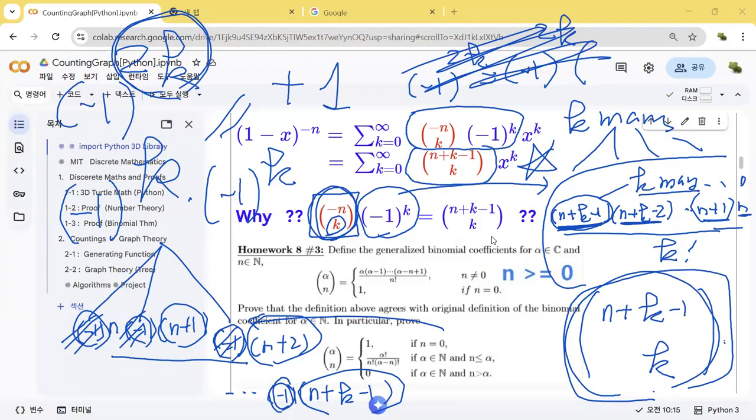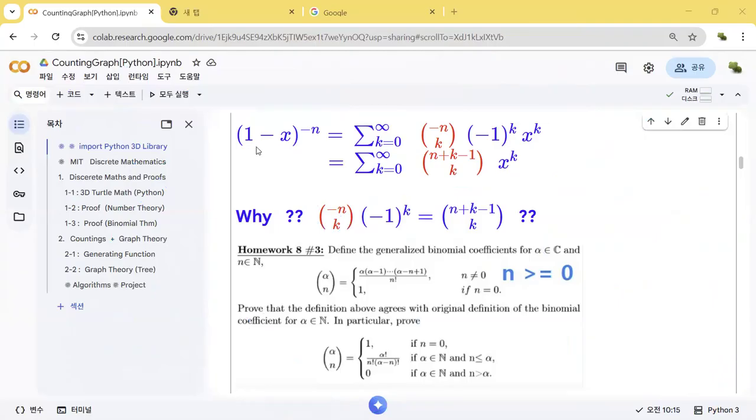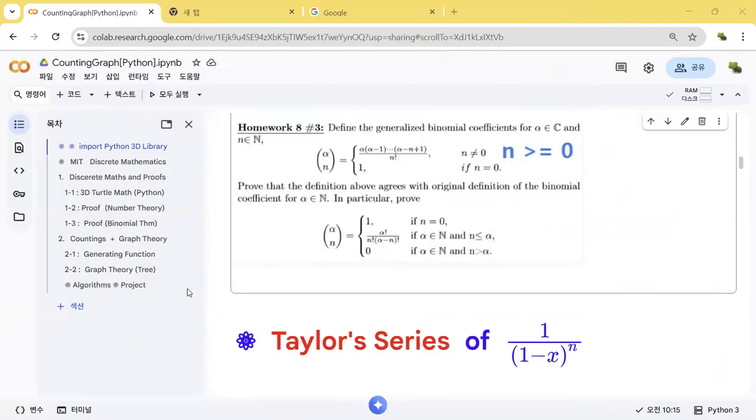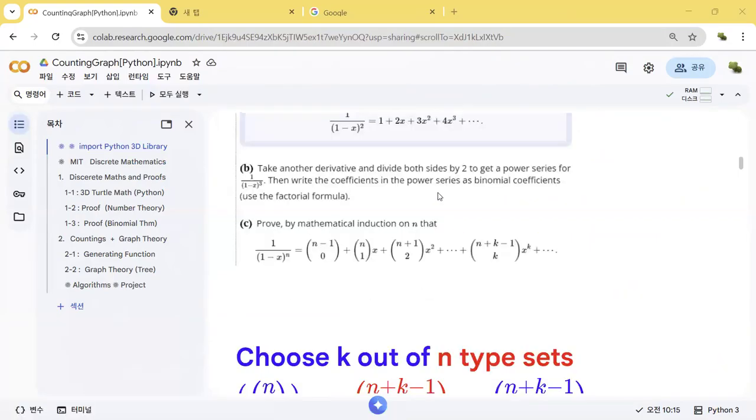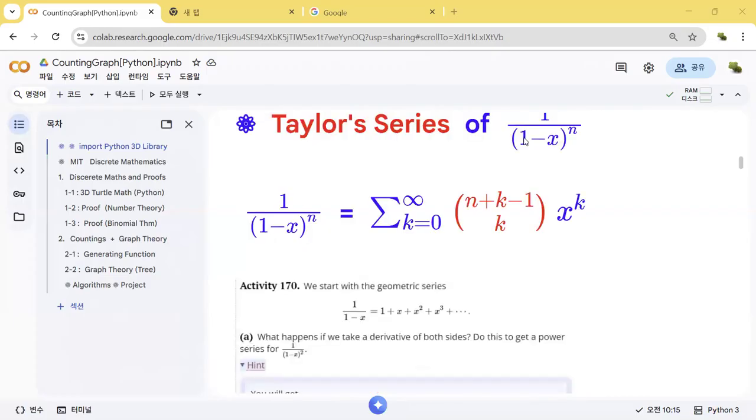So we prove that 1 minus x to the minus n can be expressed as the power series like this. So this one can be derived from Newton's general binomial theorem. But there is another way to find the power series expansion of this one. So using the Taylor series, what is the Taylor series of this one? I mean, what is the power series expansion for this one? Okay, then we will prove this one.